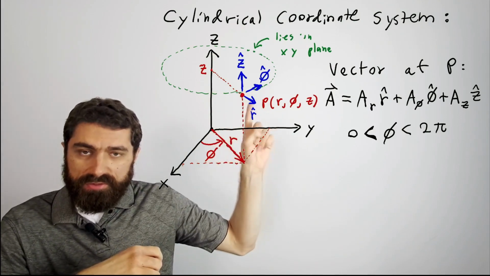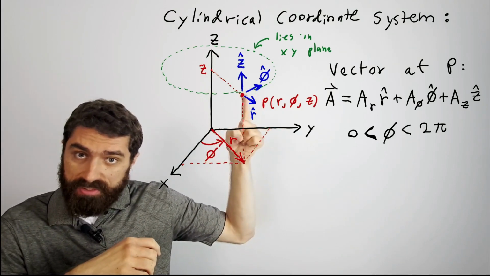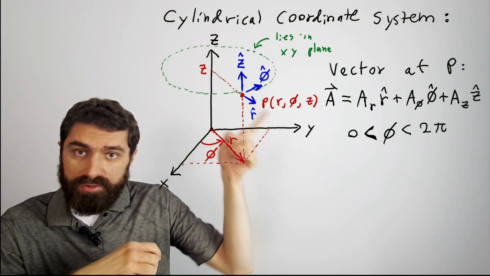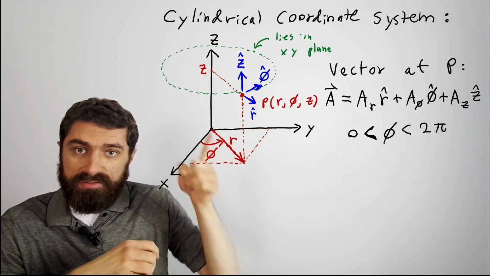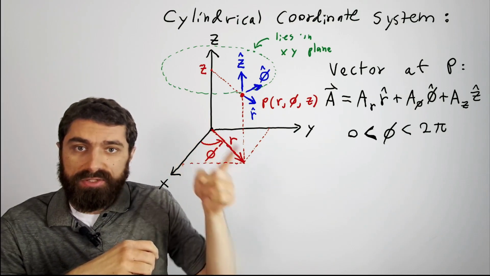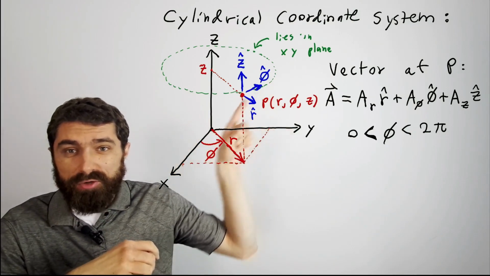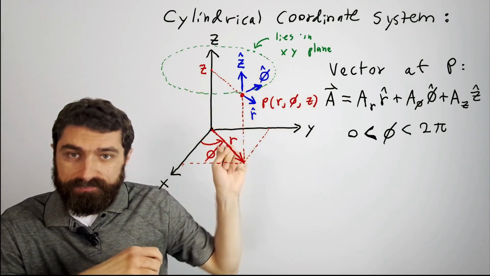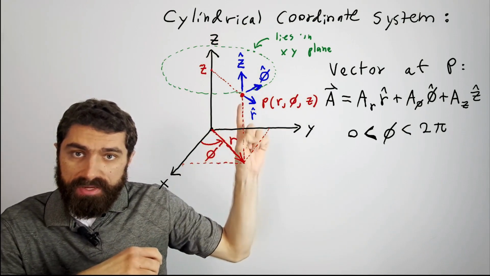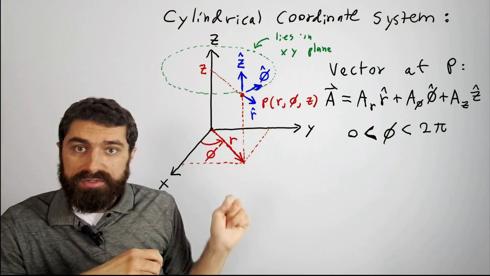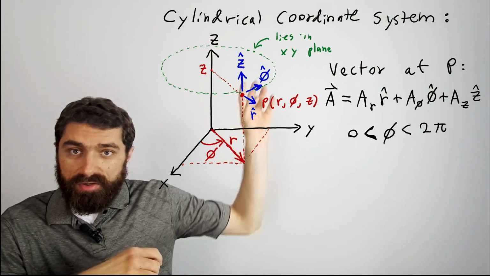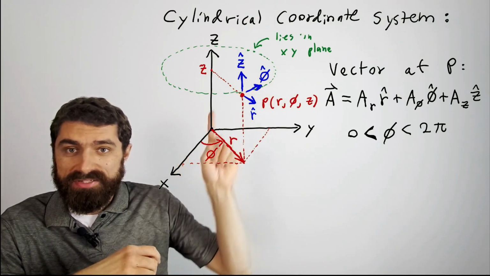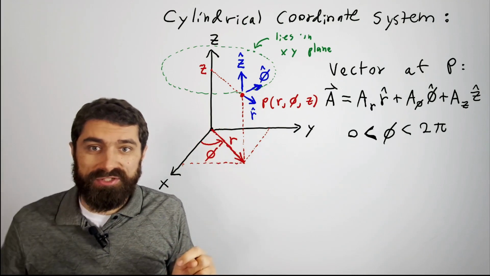And then the unit vectors that we use to designate a vector at a given point: we have r hat, so basically a vector going out in the xy plane in the direction of r here. And then we have phi hat, which goes tangent to this circle here, which is in the xy plane. And then we also have z hat, which goes up. So the unit vectors here are not necessarily aligned with the x, y, and z unit vectors that we were working with originally.